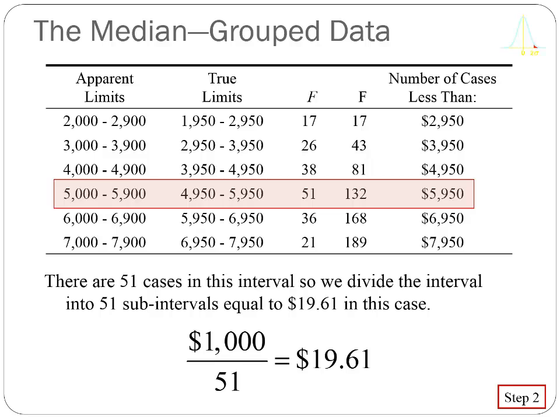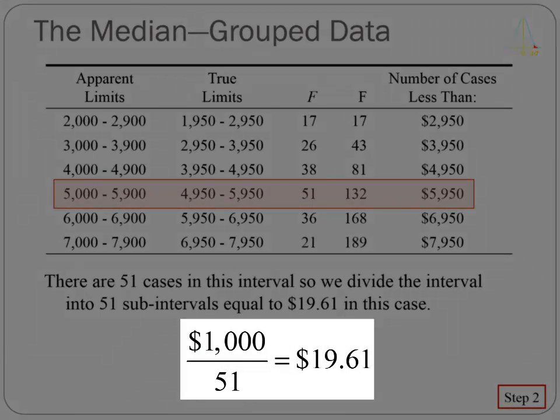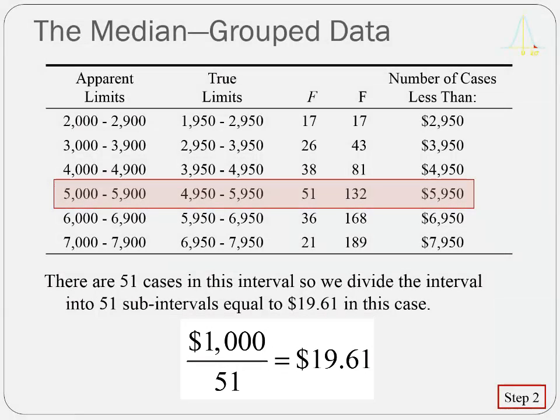Let's move on to step 2. Within this interval of 5,000 to 5,900, I have 51 cases. I don't really know how those cases are distributed throughout that interval of $1,000, but I'm going to make an assumption that they're distributed equally. So if that interval is 1,000 units wide, in this case $1,000, and I have 51 cases in it, that means I should have a case every $19.61.